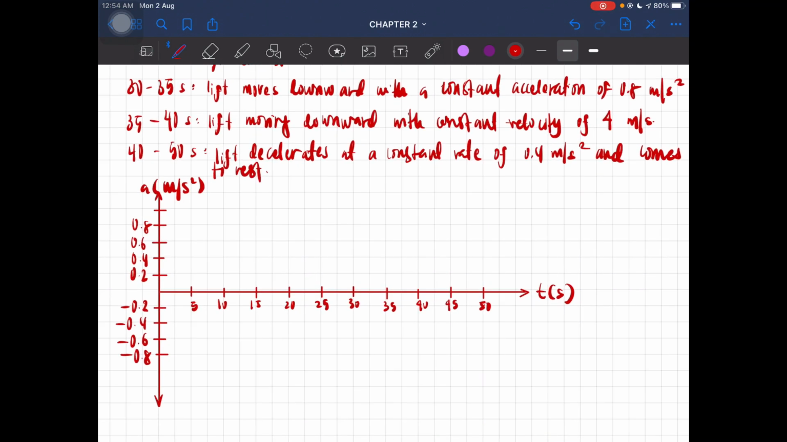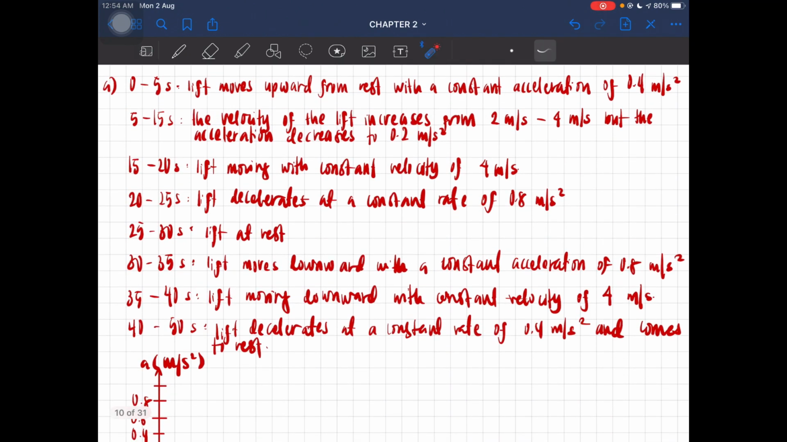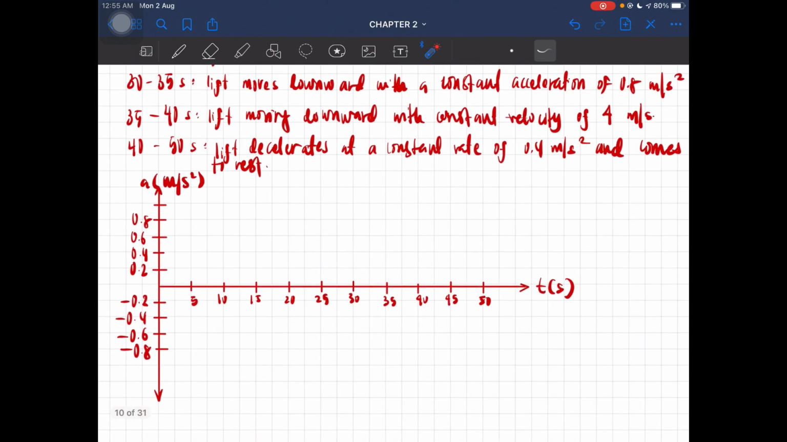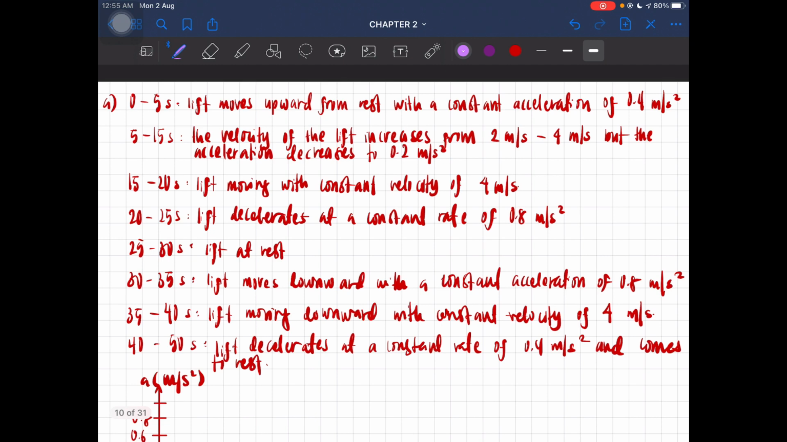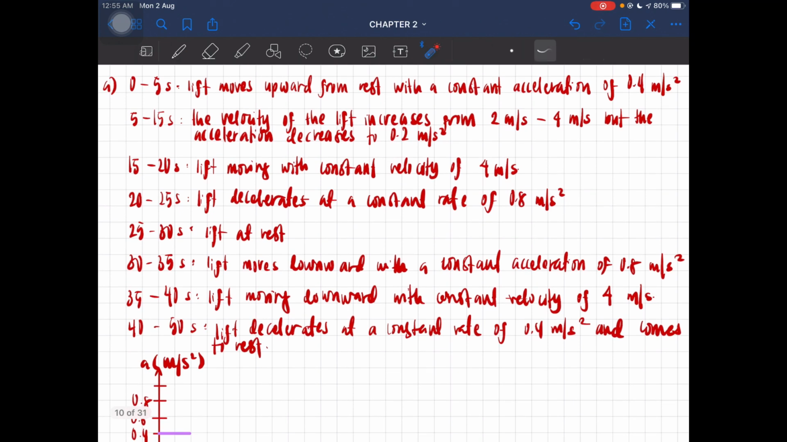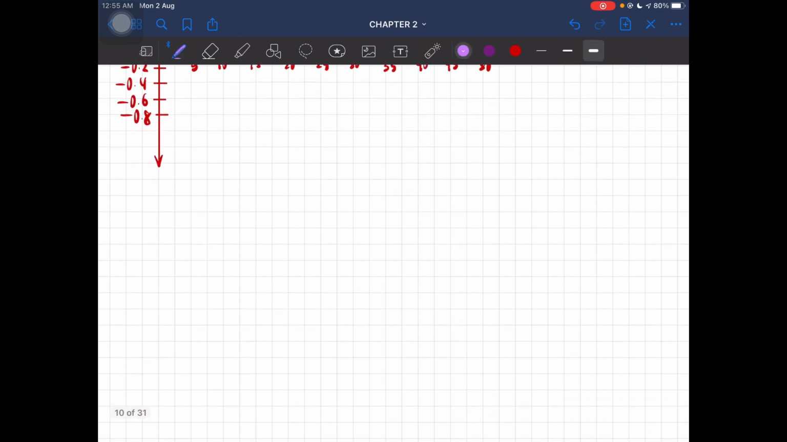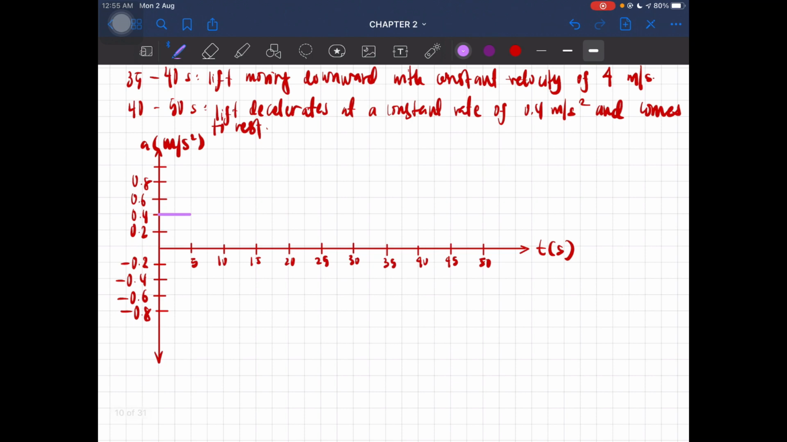So we know that the first 0 to 5 seconds the lift moves with a constant acceleration of 0.4. So that is from 0 to 5 seconds using this. So it starts here. Okay, lepas tu from 5 to 15 seconds the velocity increases from 2 to 4, but the acceleration decreases to 0.2. So from 5 to 15 dia decrease pergi 0.2.